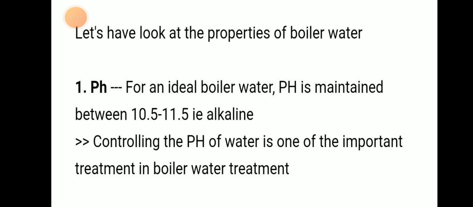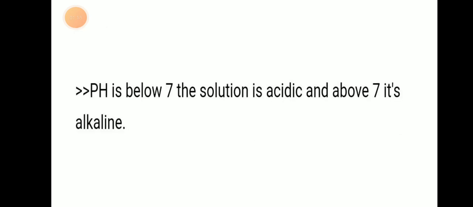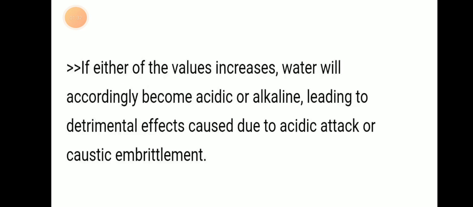Mostly it is alkaline, so controlling the pH of water is one of the most important treatments in boiler water treatment. A pH below 7 means the solution is acidic, and above 7 it is alkaline. From childhood classes we studied that a pH of 7 is neutral, neither alkaline nor acidic; below 7 is acidic, and above 7 is alkaline.